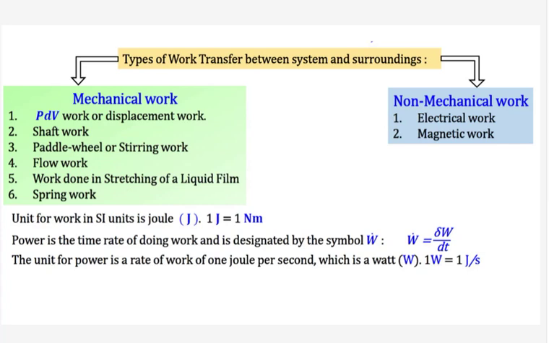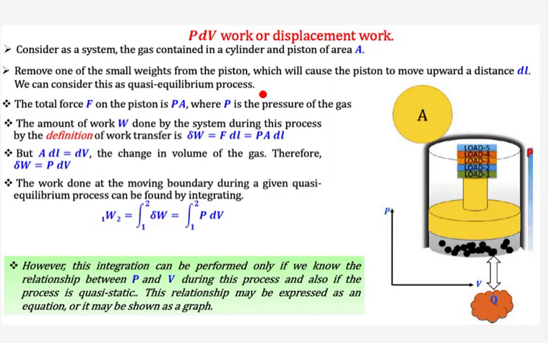First we'll start with displacement work, but before that, quickly, the unit of work is the joule, 1 Newton meter. The unit of power is joule per second, so it is the watt. Now let's quickly move to PdV work or displacement work. What is this displacement work?